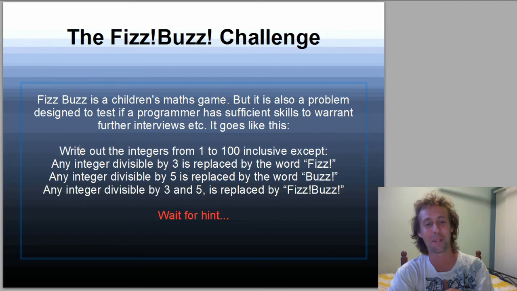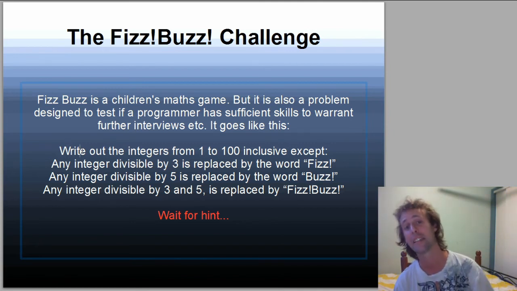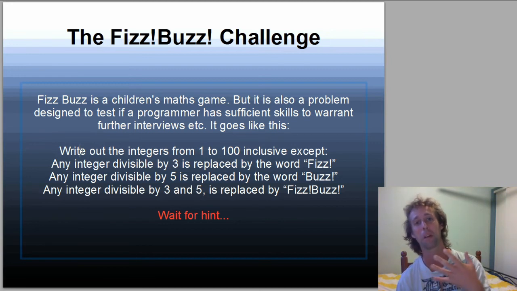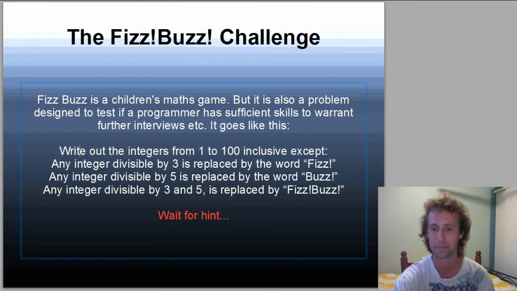What I want you to do for the Fizzbuzz is write out the integers from, well, don't write them out, get the program to write them out, you know, get the program to print them to the screen. The integers from 1 to 100 inclusive, except for any integer divisible by 3 is to be replaced by the word fizz, any integer divisible by 5 is to be replaced by the word buzz, and any integer that's divisible by 3 and 5 is to be replaced by the words Fizzbuzz. Okay, that's the challenge. Have a go, because I'm going to answer it in just a minute, so you might want to pause the video.